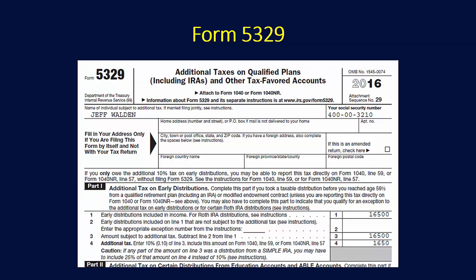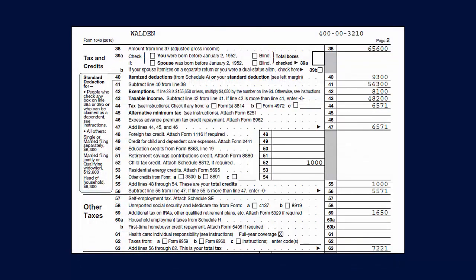Here's Jeff's Form 5329, and we see on line 4 there's an additional tax that's been calculated, 10% of the distribution. In Jeff's case, $1,650. And we include this amount on Form 1040, line 59. So in Jeff's case, he's got some additional tax that he has to pay on his tax return, 10% of the distribution that he took out, because he took the distribution out to pay personal debt.